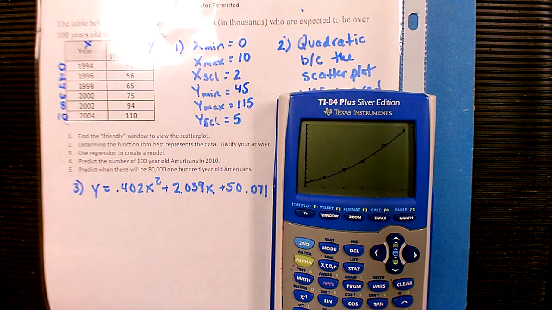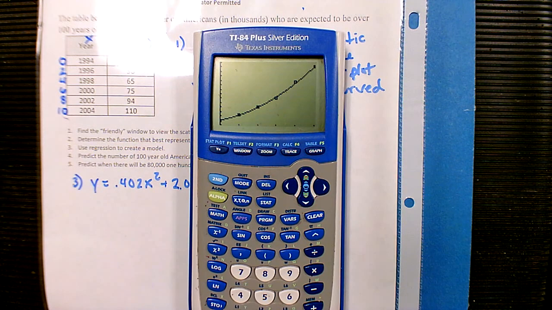And that looks like it's pretty darn good, right? I think there's about 3 or 4 dots that are filled in, which means it goes through them exactly. So this is a very, very accurate equation. That means if we use the equation to help us answer any questions, our answers are going to be very, very close to the actual answers, the real life numbers.